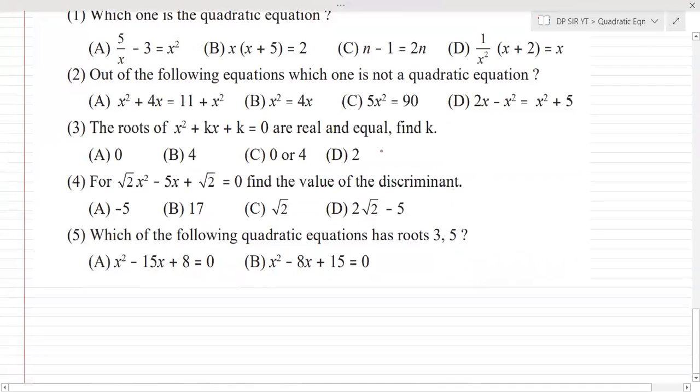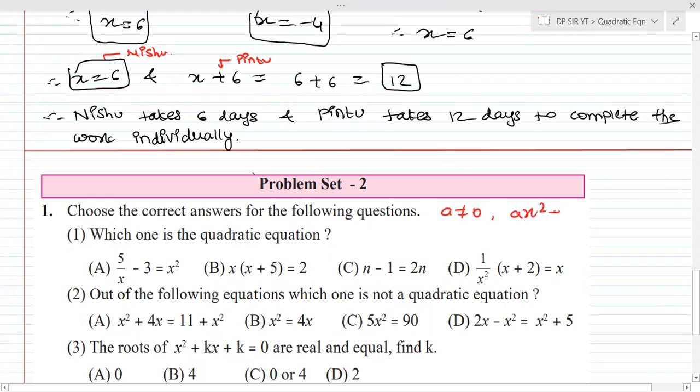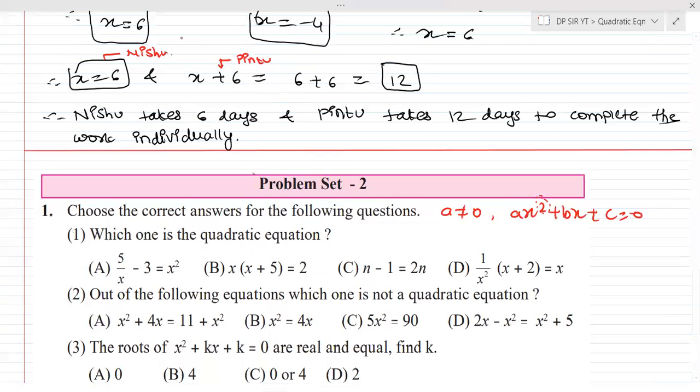Let me do the full screen view, and I hope my screen is visible. Which one of the following is a quadratic equation? For a quadratic equation, you should be aware of three facts: a should not be equal to 0, and its general form ax square plus bx plus c is equal to 0 should be followed, where the highest degree should be 2.